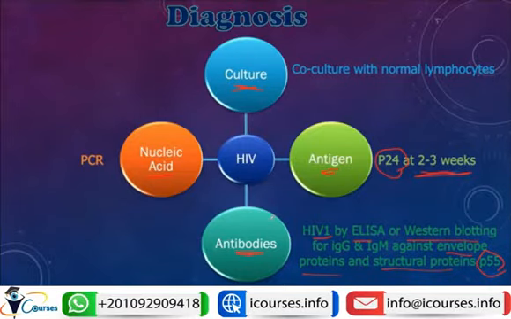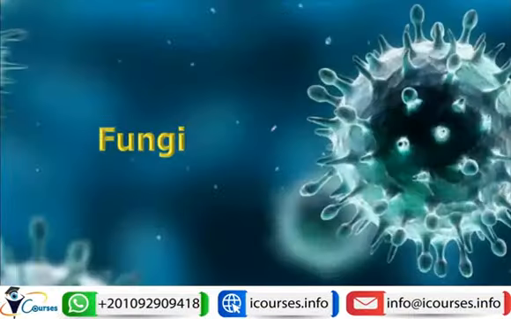Finally, the nucleic acid can be detected by the PCR technique. So these are the methods for diagnosis of HIV infection. So is everything clear about the viruses? Okay.